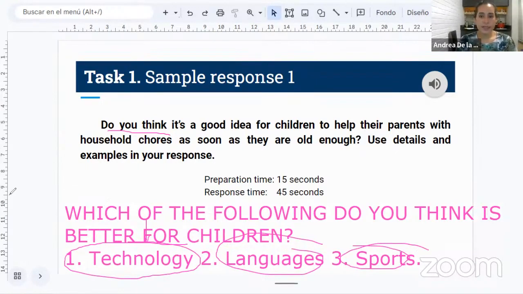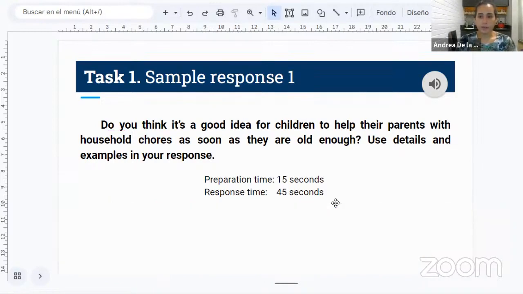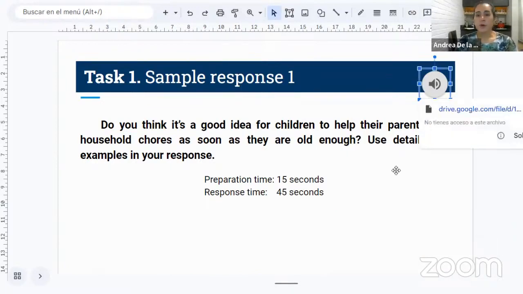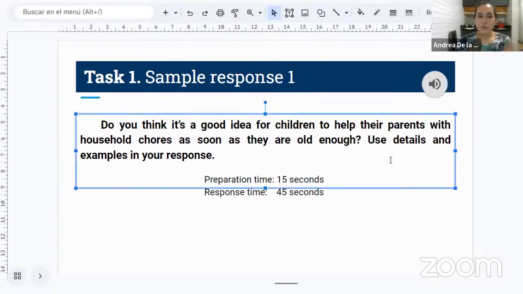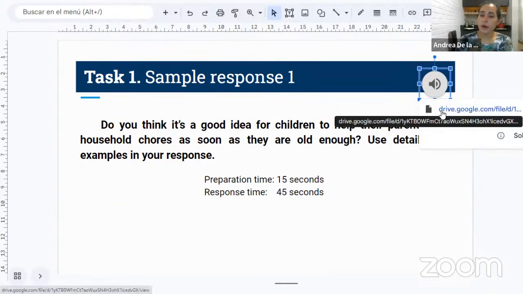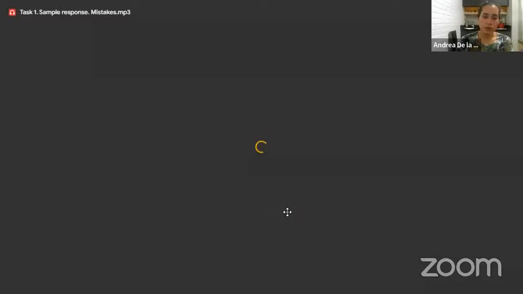Okay? Is that okay so far? Do you have any questions about what we just said? No? Okay, guys. So remember again, the question says, do you think it's a good idea for children to help their parents with household chores as soon as they are old enough? Use details and examples in your response. We're going to listen to the sample response now, and then we'll analyze it. Okay, please pay attention. Don't take any notes, okay? Just pay attention.